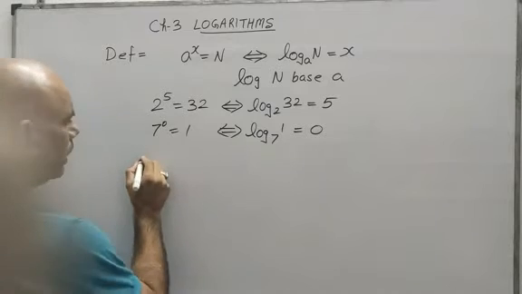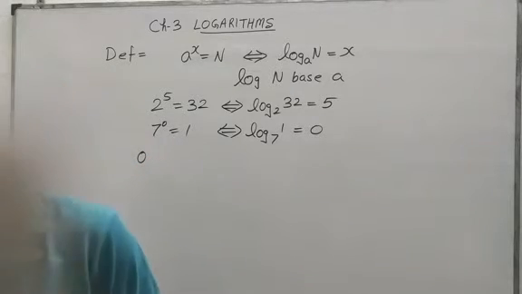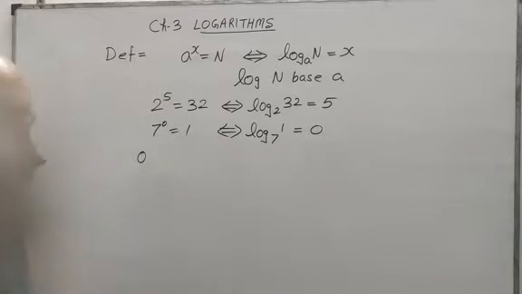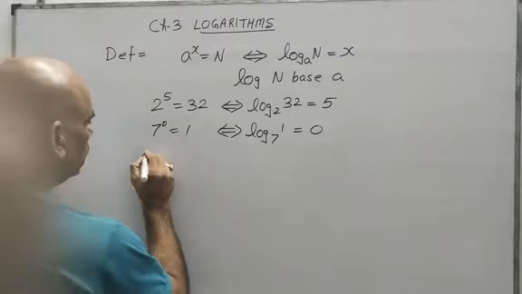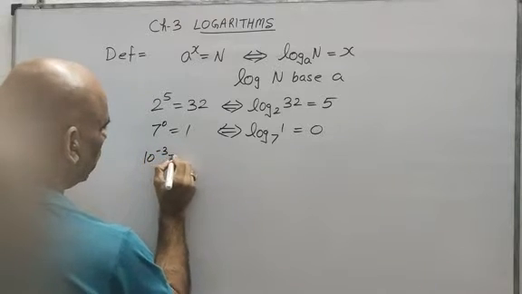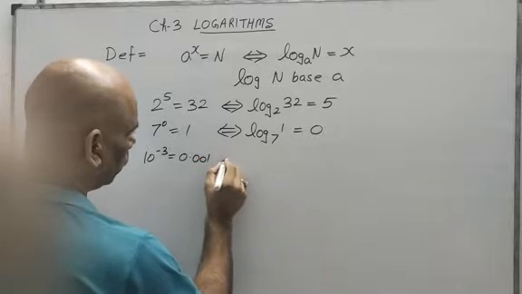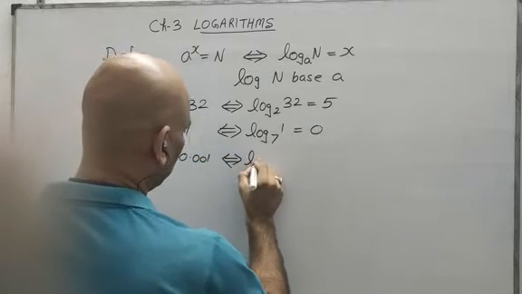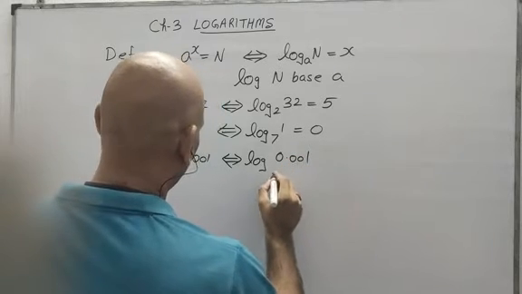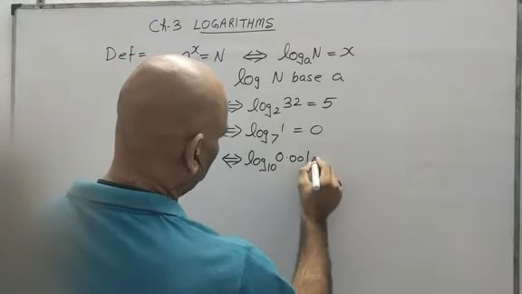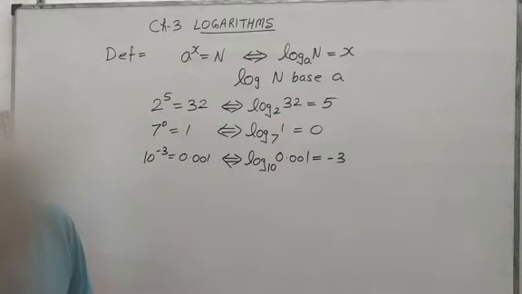This way we can represent the exponential form of numbers in logarithm form. How? 10 to the power minus 3 is equal to 0.001. So we can say that log 0.001 base 10 is minus 3. This is all in the beginning.